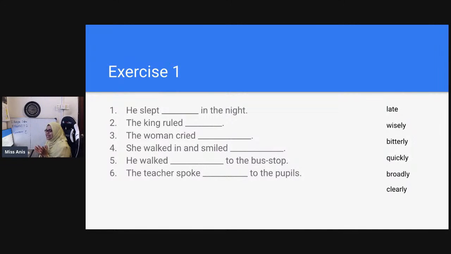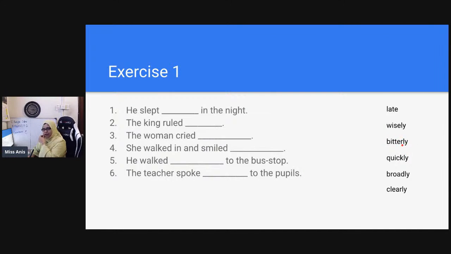Usually orang wisely ni dia ada banyak experience. I would say tua juga, tapi not every old people are very wise. Sometimes they're just, never mind. Okay, but usually wise comes with experience. So very experienced people can be really wise. Wise, arif kot. Arif rasanya dalam bahasa Melayu.